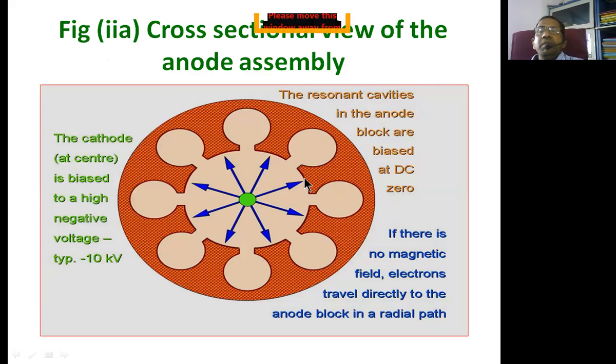The next one is when the magnetic field is at a level where the electron path simply touches the cavity, grazes it and comes back to the cathode. That is called the critical magnetic field. And the next mode is a magnetic field which is more than the critical magnetic field. So the first mode is magnetic field B equal to 0.